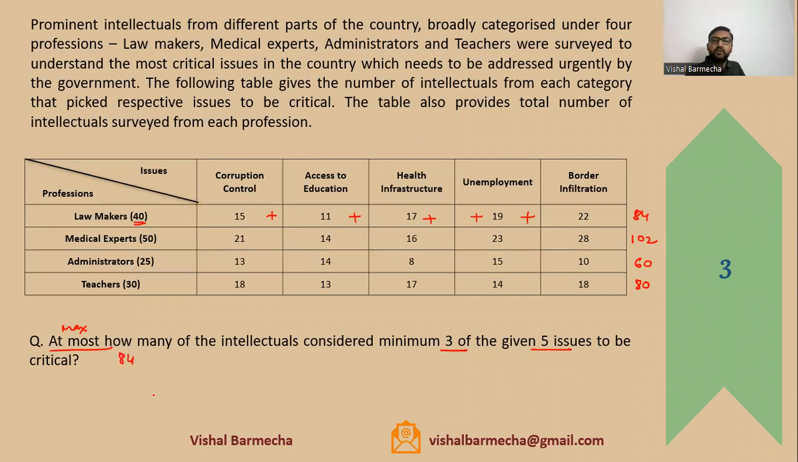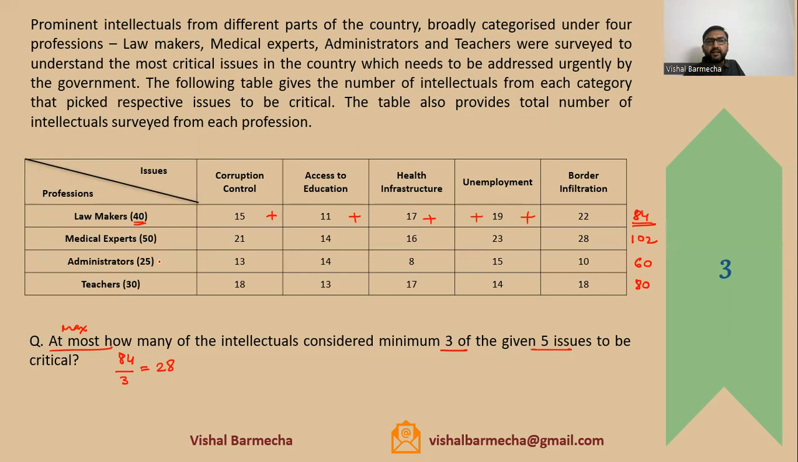who found some issue or the other to be critical, तो हम क्या करेंगे? 84 I will divide it by 3. Why? Because every lawmaker, I need to give every lawmaker any 3 issues which they found critical. Total 84 times critical पाया गया, तो हर एक लॉयर को मैं 3 करके देता जाऊंगा. 84 divided by 3 will give me 28. The total number of lawyers are 40, much more than that. So I can easily assume there were 28 lawyers who found exactly 3 issues to be critical. तो मैंने maximize कर दिया 28.